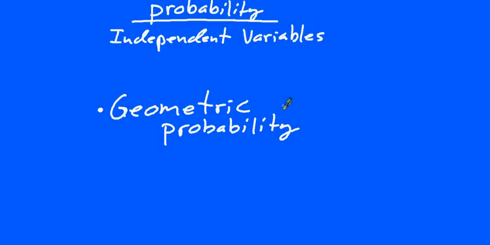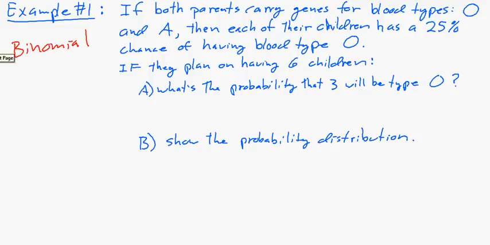Geometric probability is the second type of probability for independent variables that we're going to cover in this class. It's quite different, actually, than binomial, although we're going to start with that same binomial example that we started with, the parents with type O blood. This is exactly what we had for the binomial. Now we're going to take the same information, or almost the same information, and reword it so that it's now a geometric probability question.